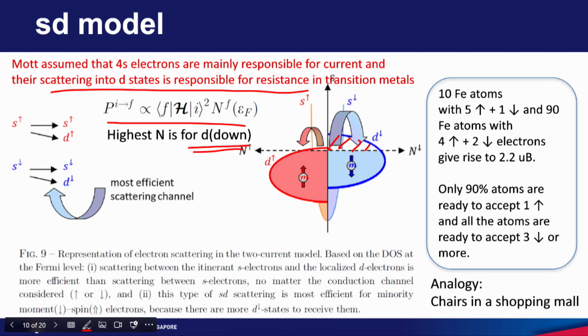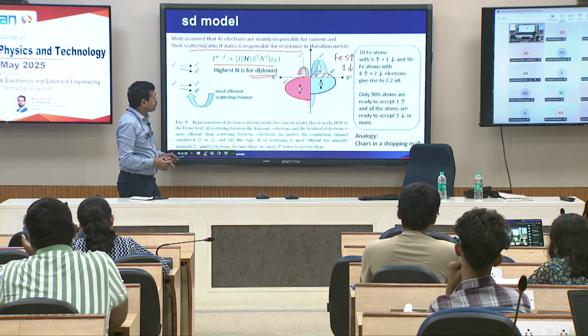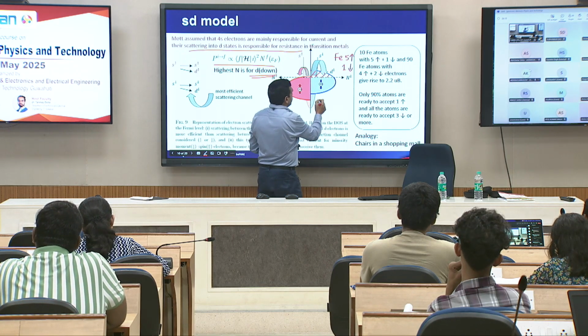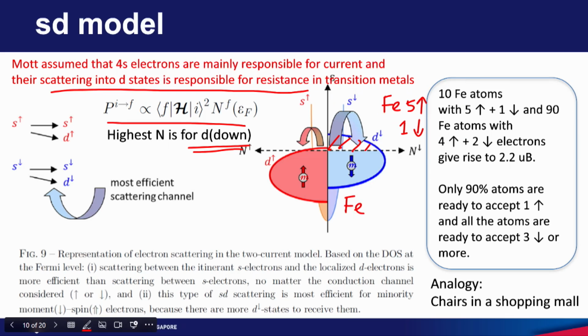Otherwise, let us go back to the simple picture. In a simple scenario, I told you that an iron atom has 5 up spin and 1 down spin. This is an isolated iron atom. But in a real crystal, we learnt that the atomic moment of iron is 2.2 Bohr magneton per atom. So, I did some simple calculation of how we can arrive at this 2.2 Bohr magneton per atom.